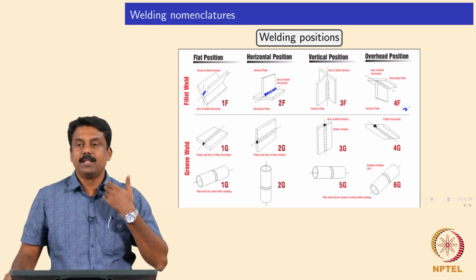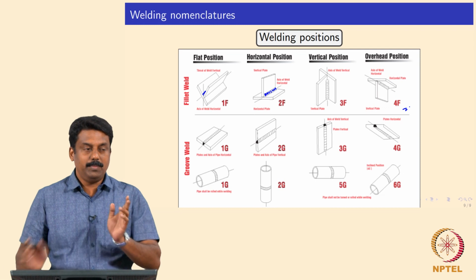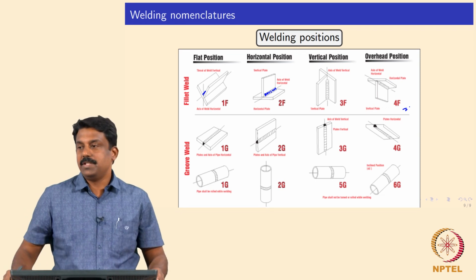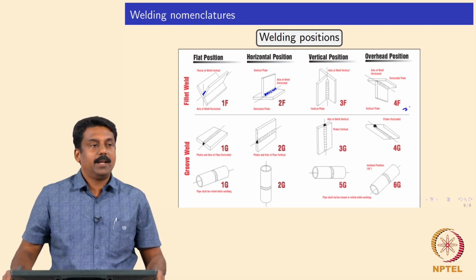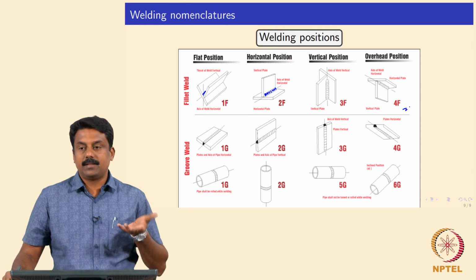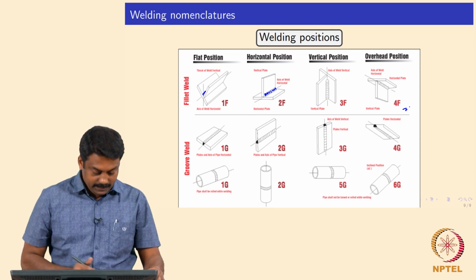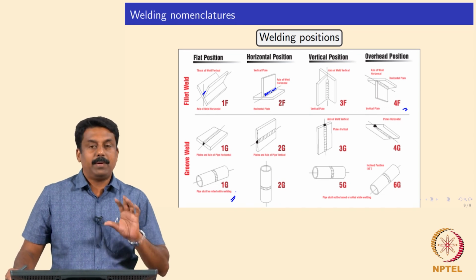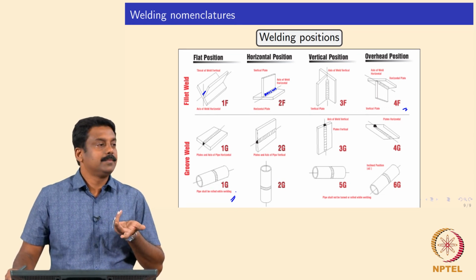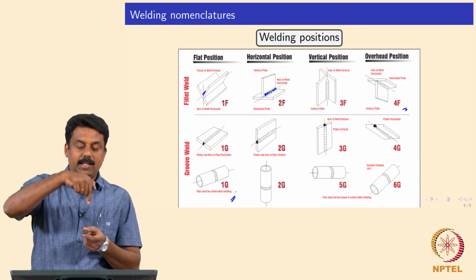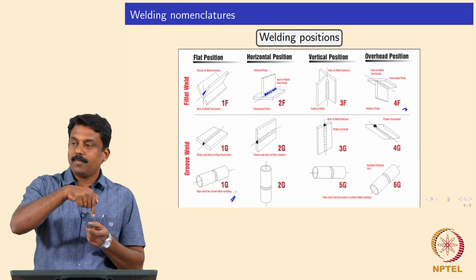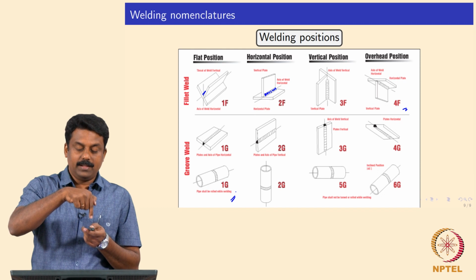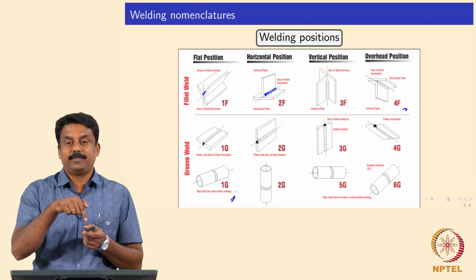In most cases we do it in laboratories. So for 1G, you make a groove and then deposit. So that's 1G. And you can also do it in a circular geometry, so in this case, welding of pipe. When the pipe is rotating, so you have a pipe and your torch is fixed, that's also 1G.